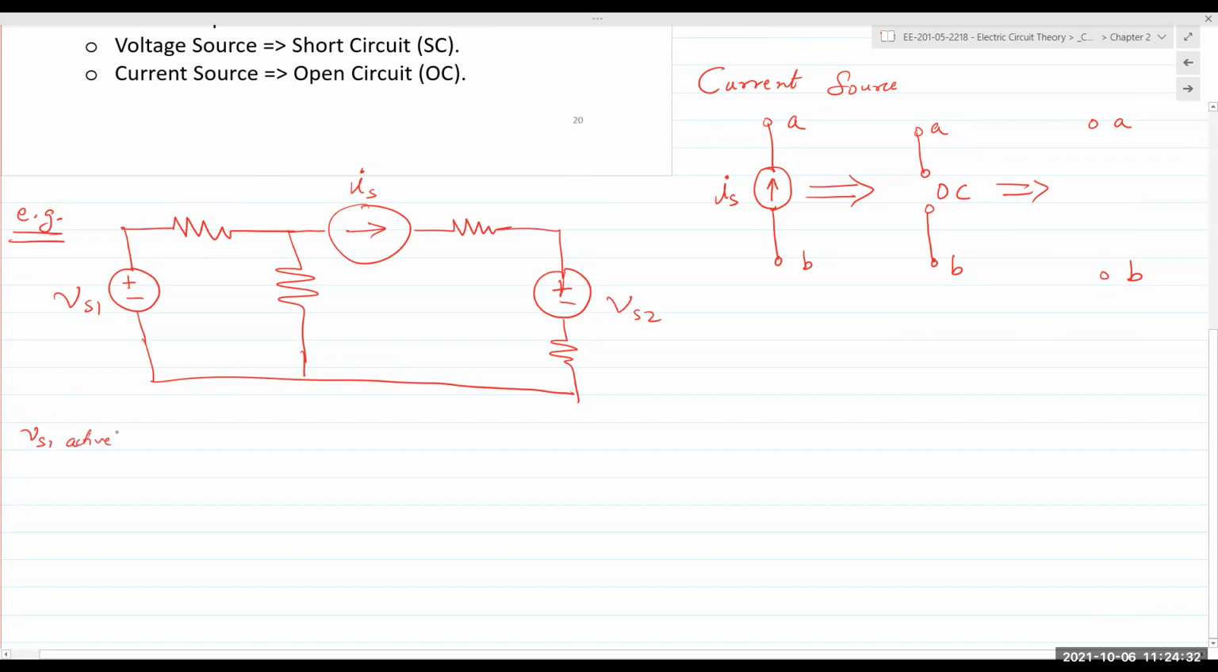So if VS1 is active, what happens to the current source? It becomes open. What happens to VS2? The short circuit. And now the circuit has changed.